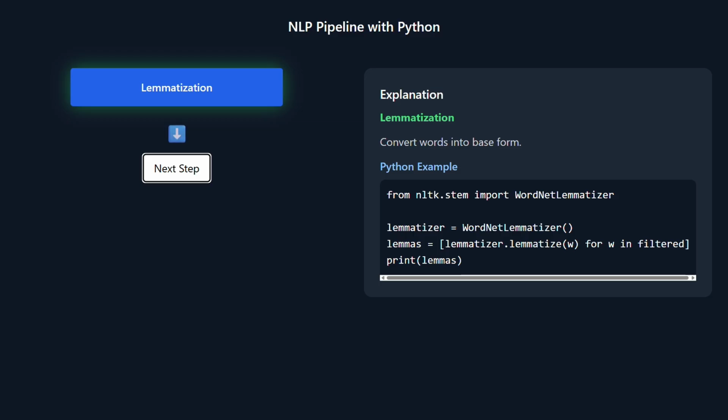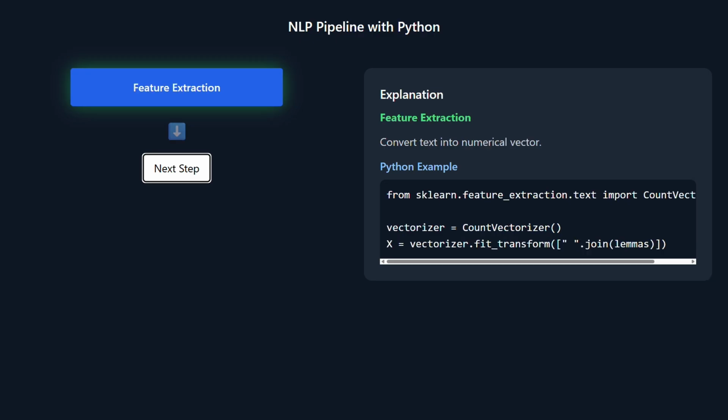To solve this problem, NLP uses stemming and lemmatization. The main goal is to convert different forms of a word into a common base form. This helps the chatbot understand that all the words are related. For example, running, runs, ran may all be converted to run. This improves consistency and understanding. In future videos, we'll also compare stemming and lemmatization in detail using Python.